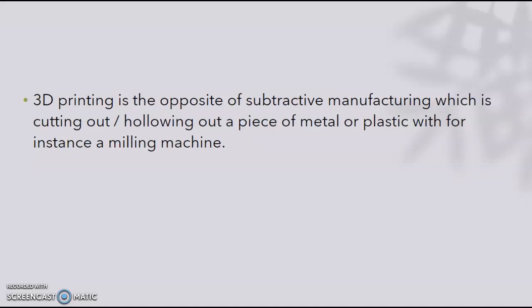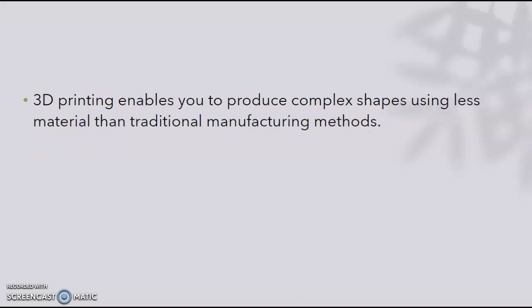3D printing is the opposite of subtractive manufacturing, which is scooping out, hollowing out a piece of metal or plastic, for instance a milling machine, because you are producing something from raw materials, not carving them out. 3D printing enables you to produce complex shapes using less material than traditional manufacturing methods, because the way it produces things is exact. It follows exactly how you made it using the software.